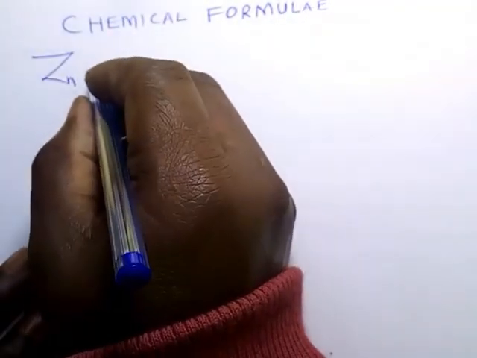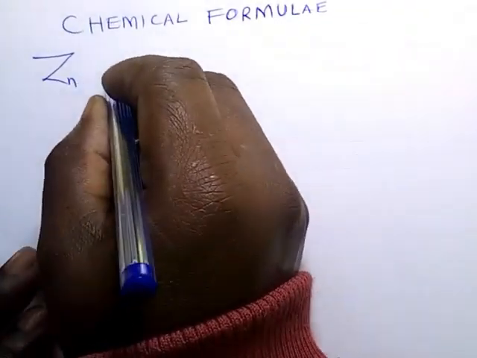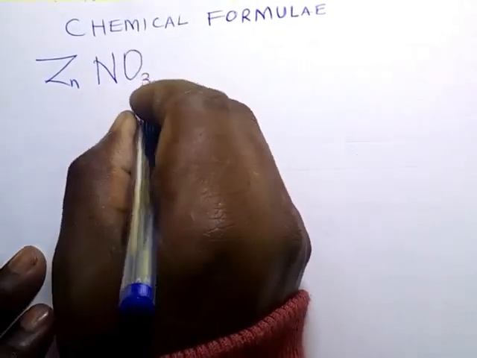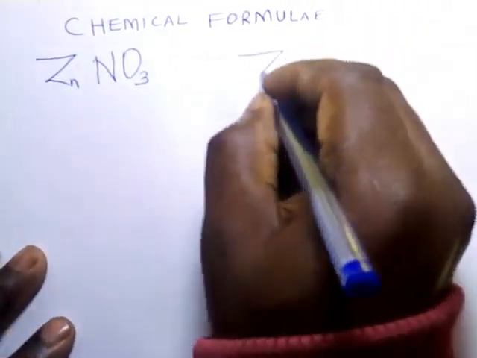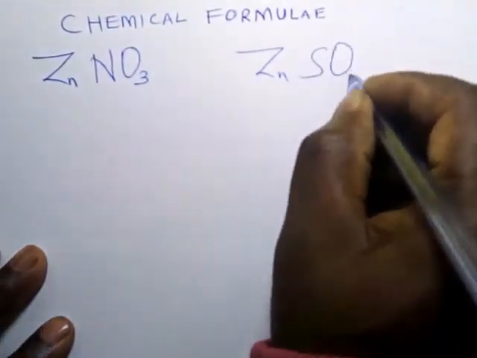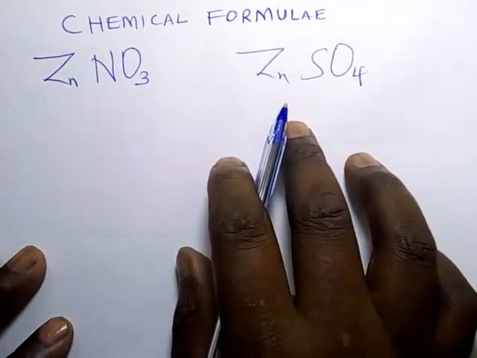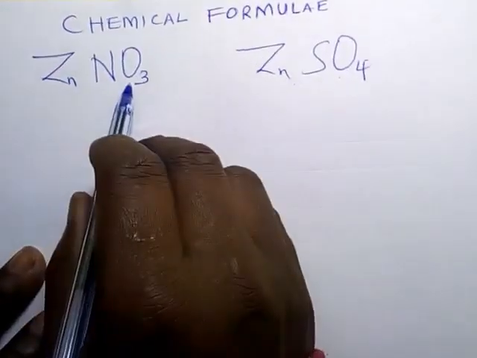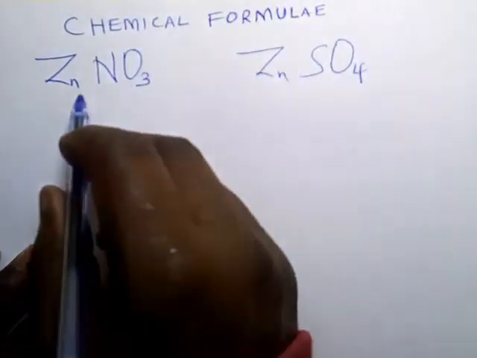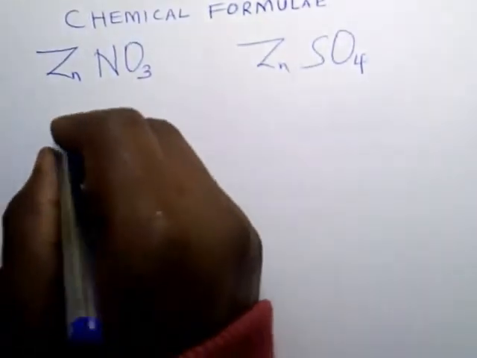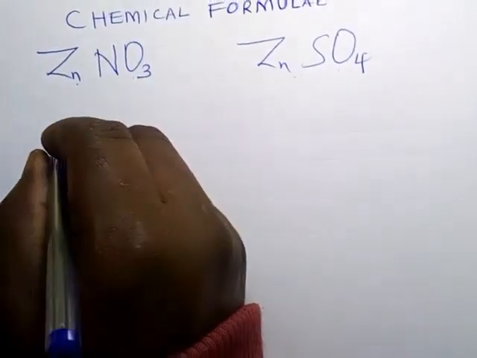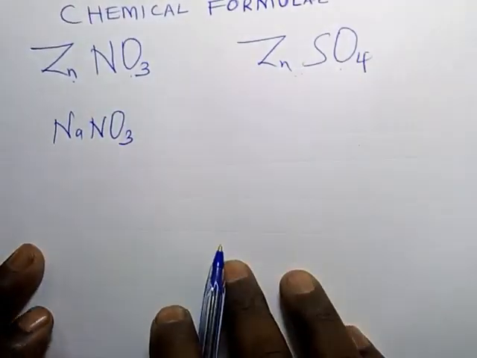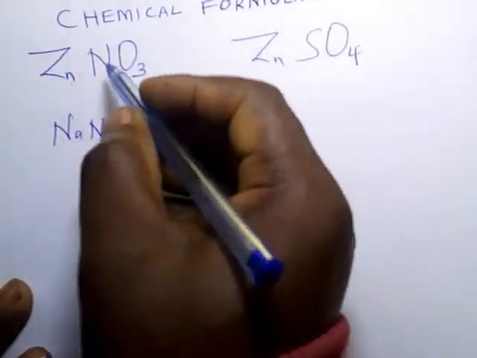Zinc nitrate, zinc sulfate. These are salts. So zinc sulfate is written like this, zinc nitrate is written like this. So let me first talk about the nitrate, and then zinc nitrate, and then sodium nitrate before I come to sulfates. Let me talk about nitrates.